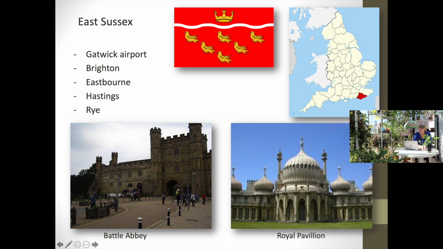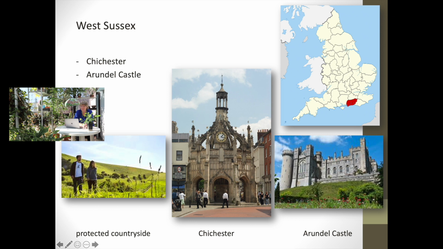We move to West Sussex now, and the main city here is Chichester. Here we have a Victorian folly, really, with the clock, so a kind of decorative element in the center of the city. Another important historical monument is not a city or a town, it's a castle, Arundel Castle, one of the best preserved castles in England. Even in habitable condition, so yes, there are some people who live in castles still.